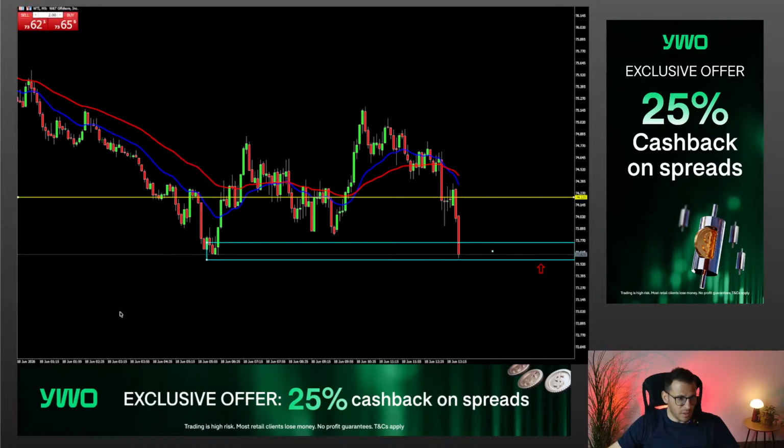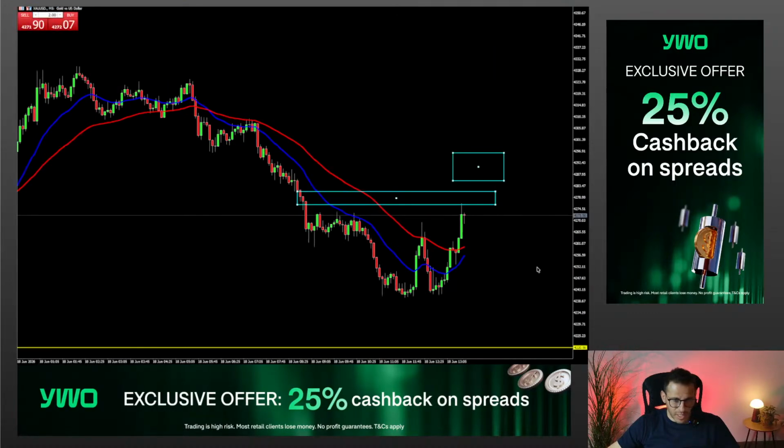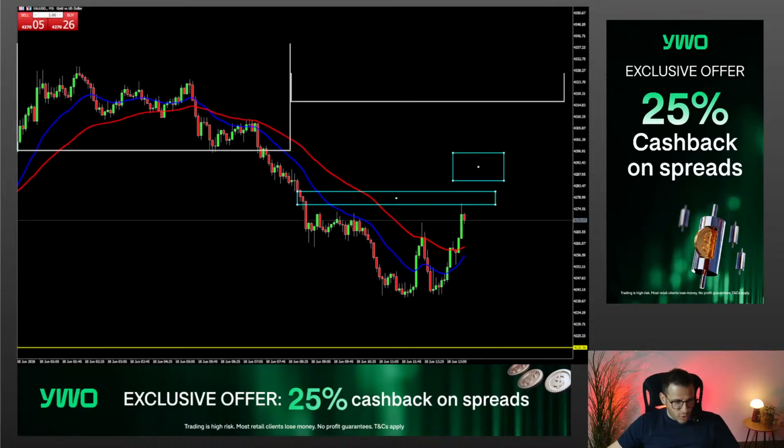I see that gold is rallying. I see it on the other screen. Yeah, we didn't get a drop on the gold, maybe yet. But to be honest, there are some obstacles on the gold, and we can see some fluctuations there.